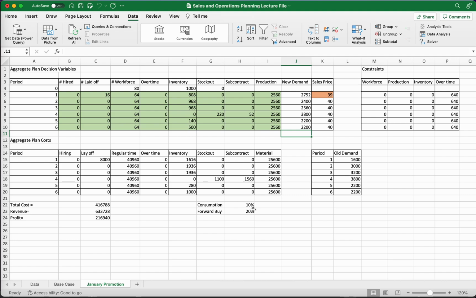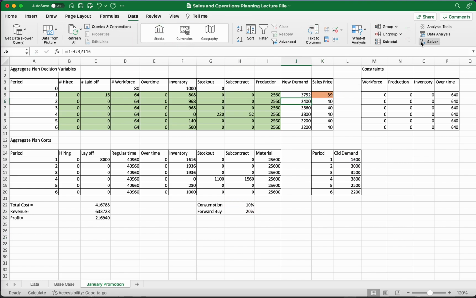But the reason why it can potentially be lower is because 20% of demand from February and March got moved to January, and we are selling the item at $39 during January rather than at $40. So definitely the revenue would have gone down there. That's something to keep in mind. All right.